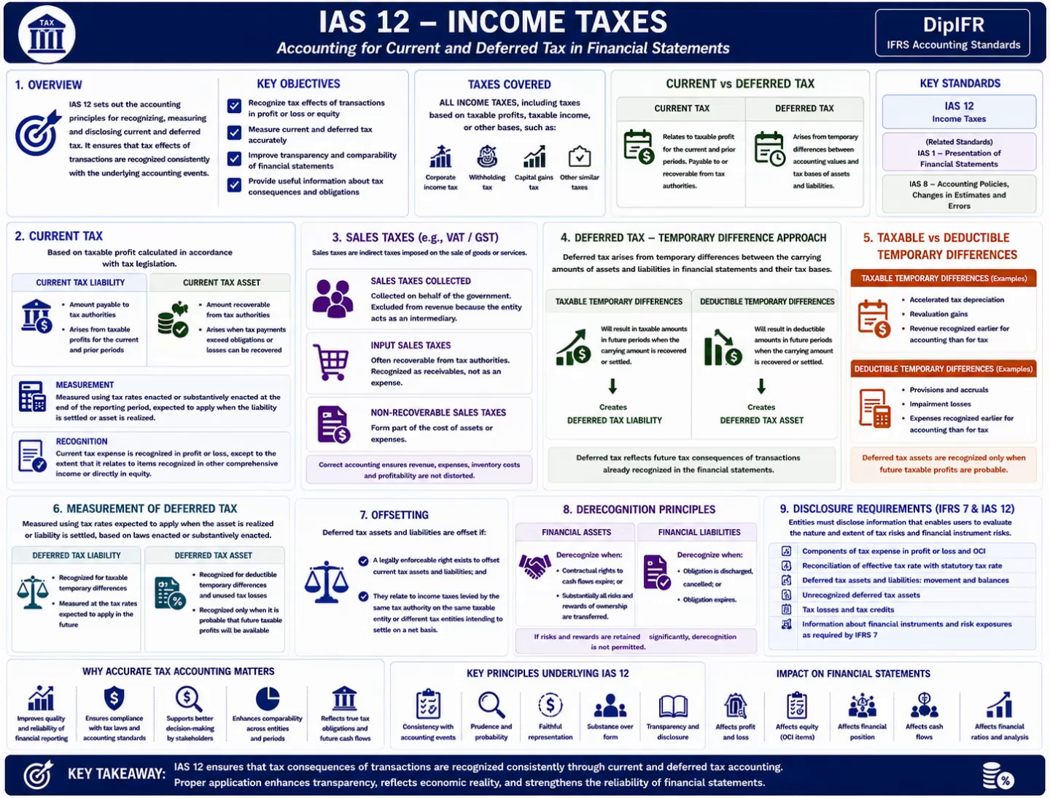Current tax liabilities and assets are recognized based on taxable profit calculated under tax legislation applicable within the reporting jurisdiction. Current tax liabilities represent amounts payable to tax authorities, while current tax assets arise when tax payments exceed obligations or losses can be recovered from prior periods. IAS 12 requires current tax to be measured using enacted or substantively enacted tax rates expected to apply when liabilities are settled or assets recovered.